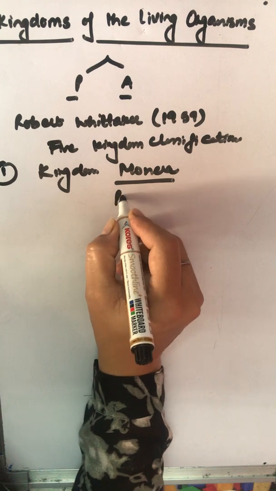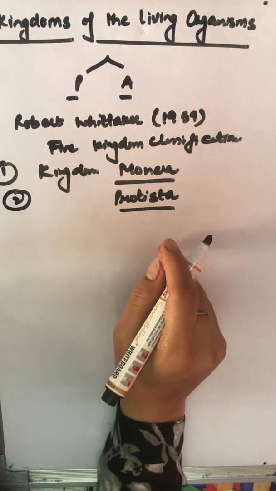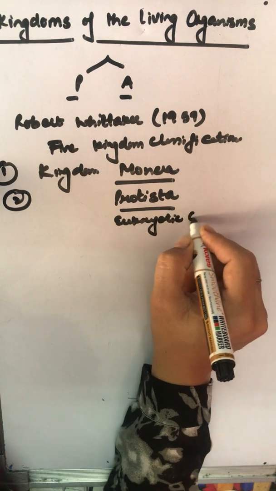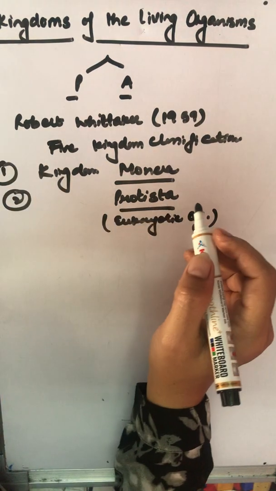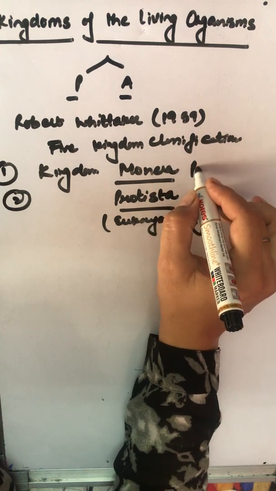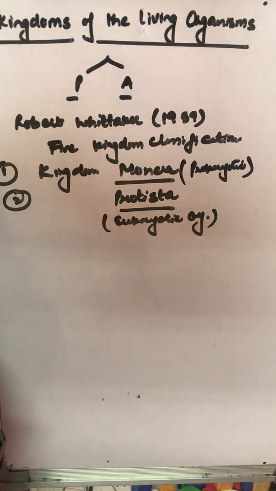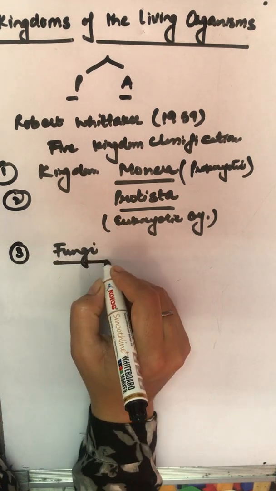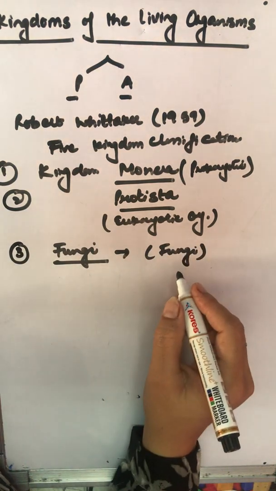Then is kingdom Protista, number 2, which includes all the unicellular eukaryotic organisms, like unicellular alga, molds, protozoans. Here in Monera, we basically say they include the prokaryotic bacteria. Then third we move to kingdom Fungi. In the third kingdom, all the fungi are basically included.